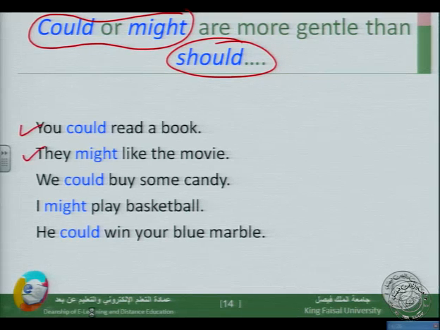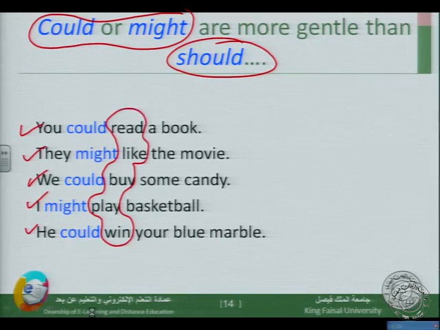They might like the movie. We could buy some candy. I might play football. He could win your blue marble. As you can see, the verbs after could and might are base verbs. They have base form. There are no additions.